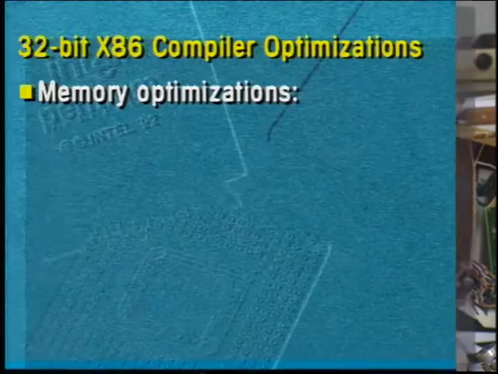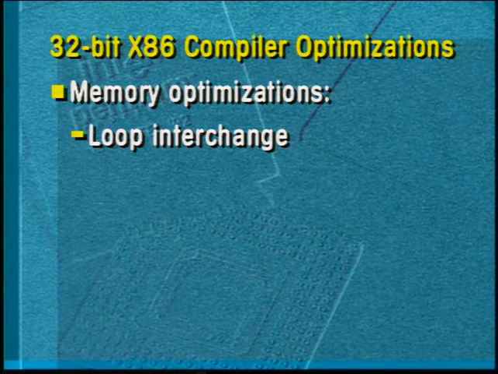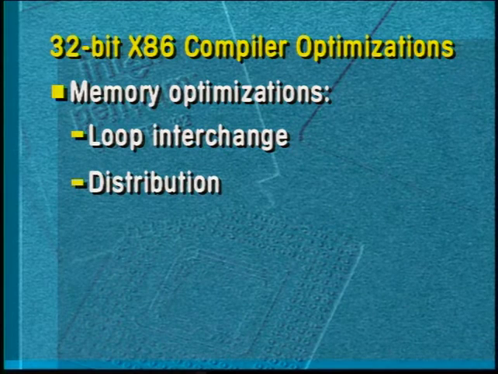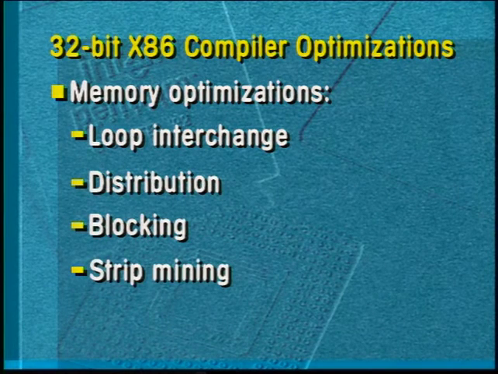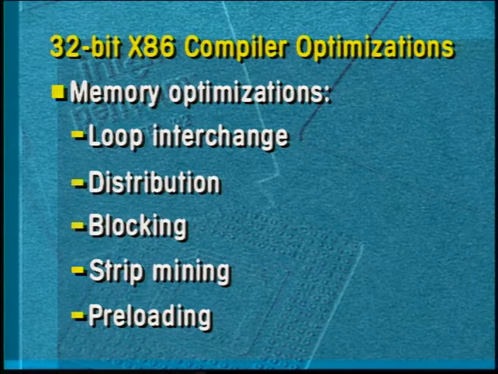In the earlier example, I illustrated how loop interchange can result in more effective use of the memory bandwidth. Loop interchange is only one of the memory optimization techniques. Our compiler technology can also perform loop distribution to promote parallelism, blocking to maximize memory reuse once loaded into the cache, strip mining to adjust the problem size to the size of the cache in order to minimize thrashing, and cache preloading to hide the memory latency.